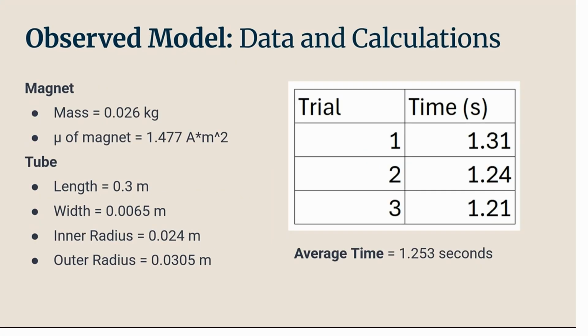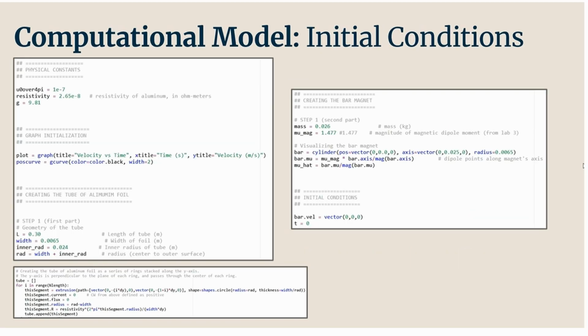For our data, you can see the data table on the right. The mass of the magnet was 0.026 kilograms. Our magnetic dipole moment was 0.477. And our tube dimensions are all recorded there.